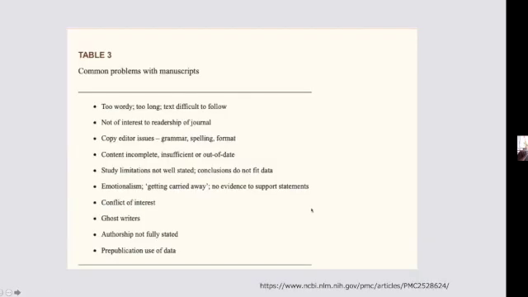So what are the common problems that we see in manuscripts that immediately make us return it and say that, sorry, we are rejecting your paper? The abstract itself is very powerful. If you have a poorly made abstract, it's hard to get the attention of the editor.